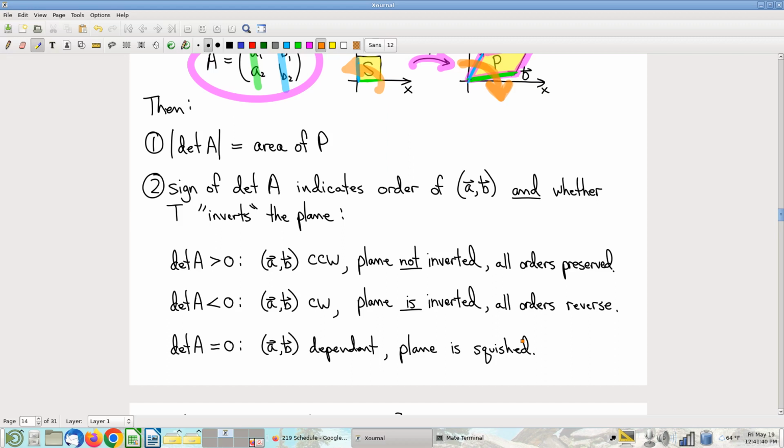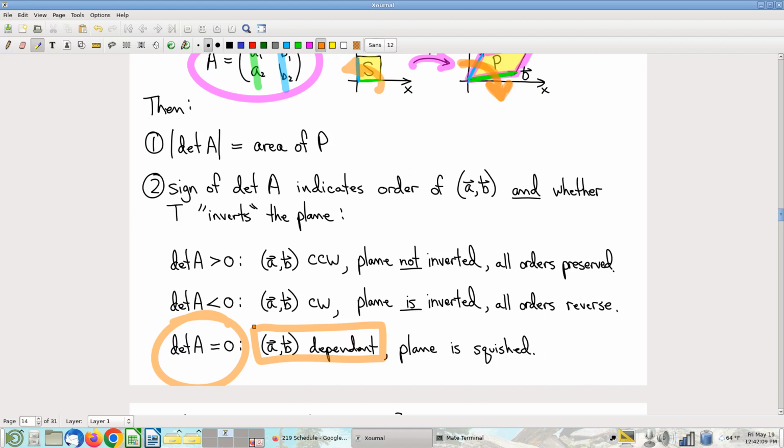annoying, unlikely but possible scenario. If the determinant is 0, well, then that tells us that the a comma b is dependent. Again, keep in mind that's our third case of ordering that's neither clockwise nor counterclockwise. And if you think about it, if a and b are dependent, it means that they're either parallel or one is 0 or they're both 0.